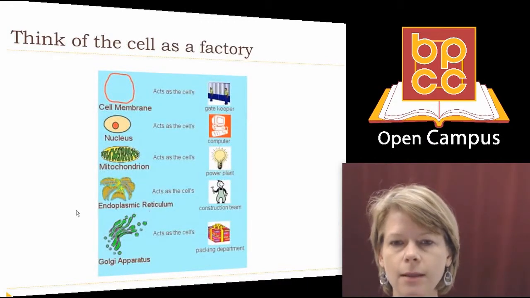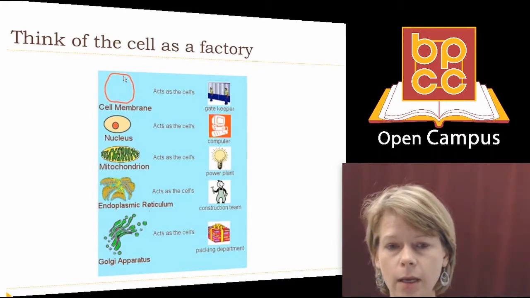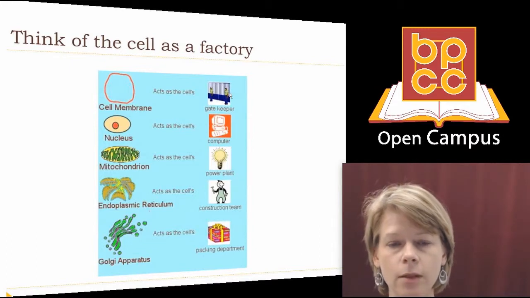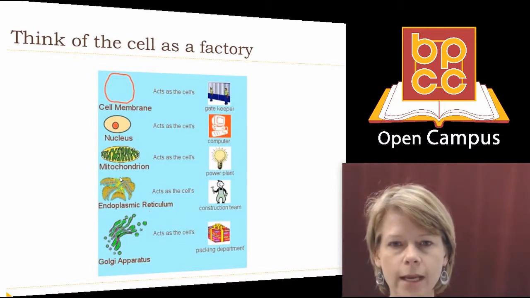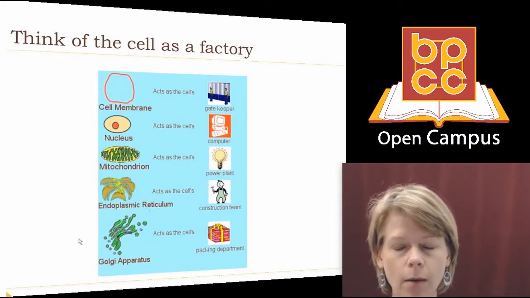So we can think of the cell as a factory. On the outside of the cell is the cell membrane, also known as the plasma membrane, and it acts like the gatekeeper. The nucleus is usually around the center of the cell, and that is the computer or the brain of the cell. Mitochondria perform activities to create energy. The endoplasmic reticulum is going to make things and then ship them out to the Golgi apparatus, which will package those molecules or macromolecules that are made by the endoplasmic reticulum.